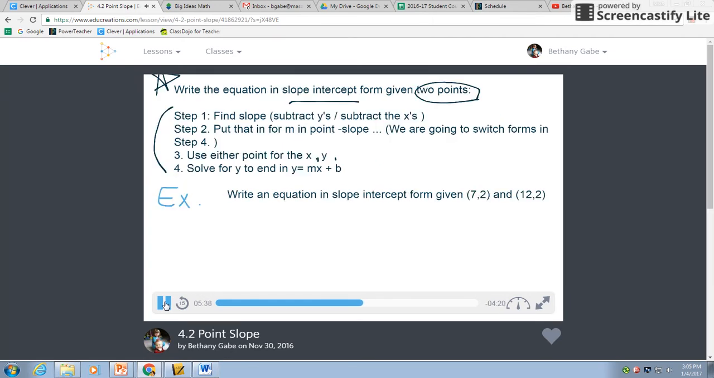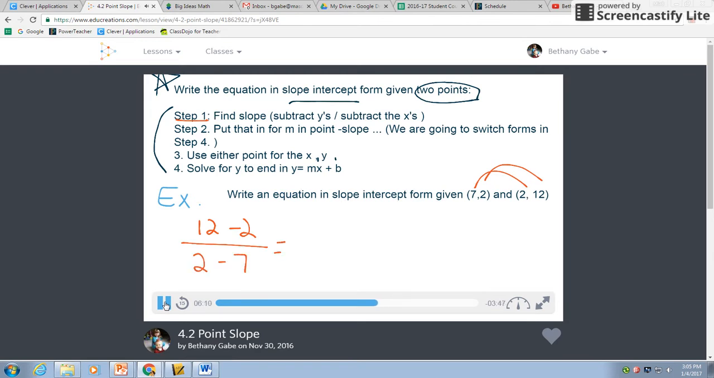Alright, so example is write an equation in slope-intercept form given 7, 2 and 12, 2. Sorry, had a little typo there. So again, 7, 2 and 2, 12. So again, the first thing we're going to do, step 1, is find the slope. So y minus y, 12 minus 2, and then x minus x, 2 minus 7.